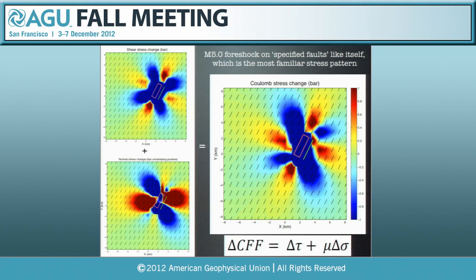Then for the normal stress change, again blue is negative and red is positive, and the positive values are representative of an unclamping of the fault, which would promote failure. The addition of these two terms is what you see here, which is the Coulomb fault failure. So for this magnitude 5.0 foreshock, you can see that it's inhibiting failure for specified fault types like itself. That's an important thing to keep in mind.